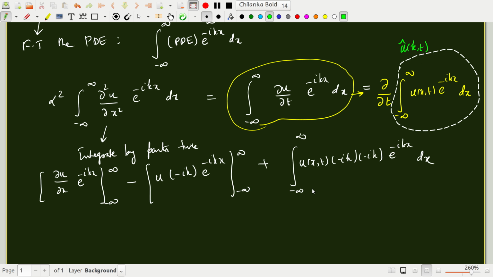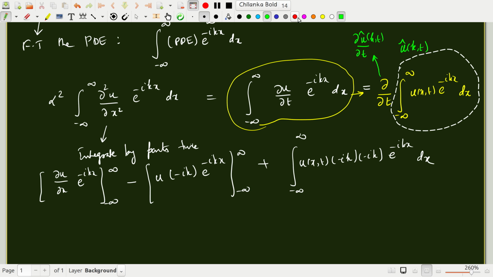Okay, and likewise, let me go one by one in this part of the equation. So the right side is very simple. This entire thing will be partial t of u hat, that is, partial u hat by partial t. This is the entire right side.